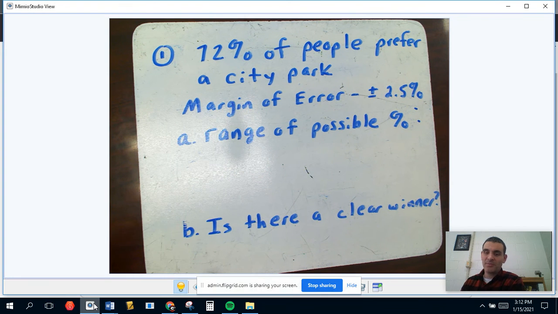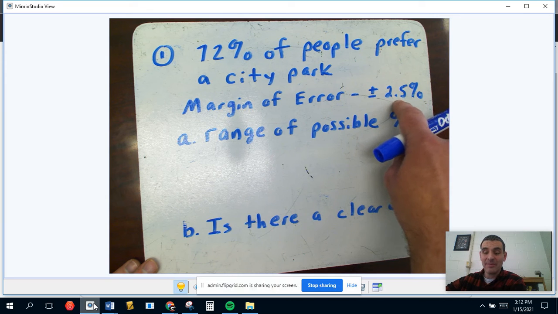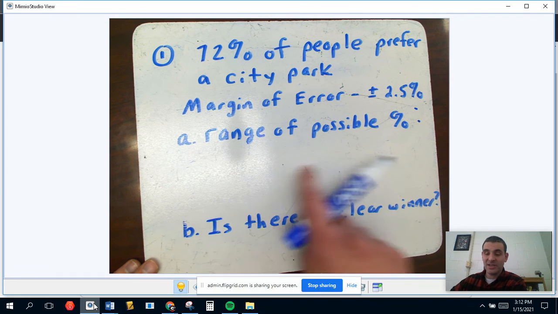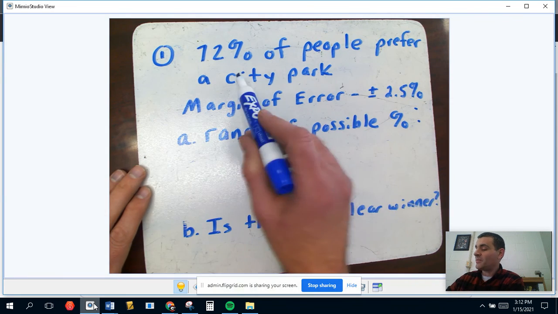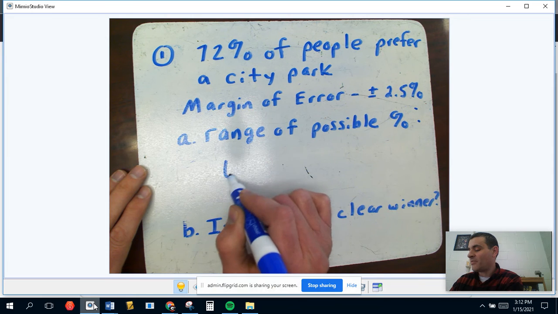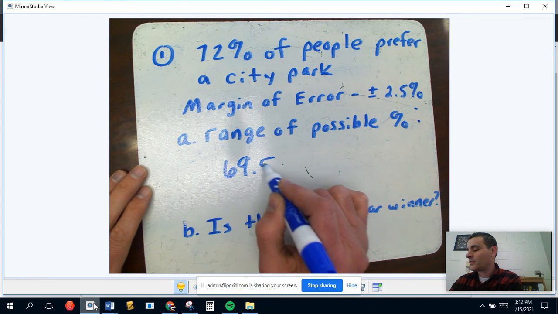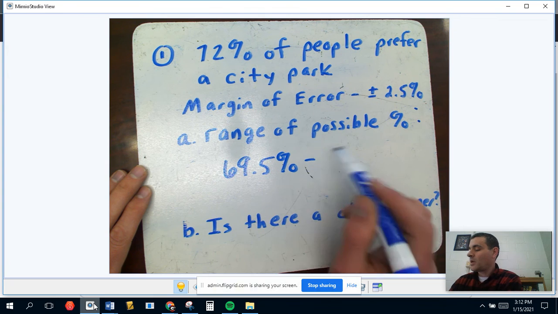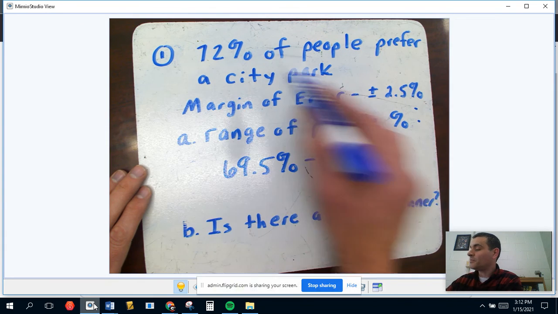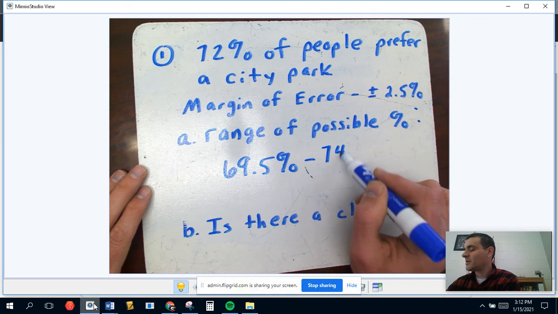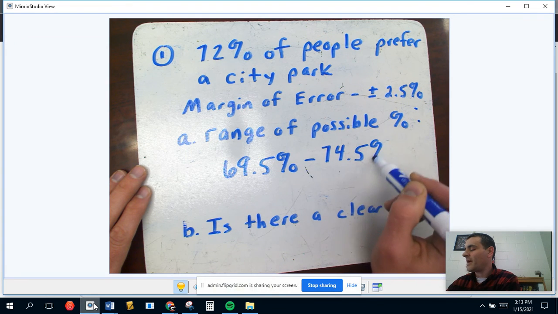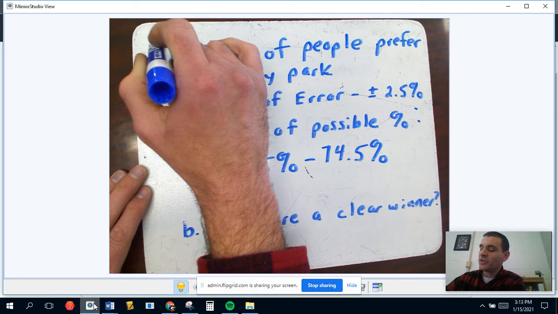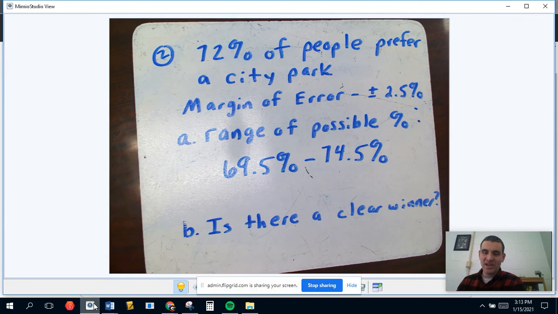So the question is, what's the range of possible percentages? If you establish, and there's a way to establish this, which is beyond this video, what's the range of possible percentages here? Well, you would subtract 72 minus 2.5%, that's 69.5%. And it could be as high as 72 plus 2.5, 74.5%. We'll call this number 2. I wanted to show that this doesn't have to be person A versus person B. It could be just some other poll of some sort.